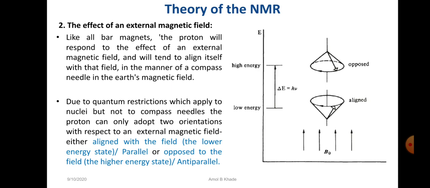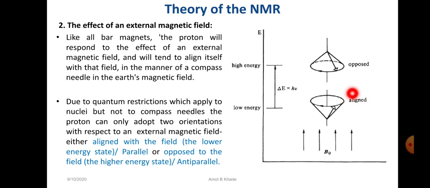Like all tiny bar magnets, the proton will respond to the effect of the external magnetic field, and it will adopt two possible orientations. So what are these orientations? Consider B0 as the applied magnetic field externally, and these are the two possible orientations which can be adopted by the nucleus of the proton. Now there are two possibilities.